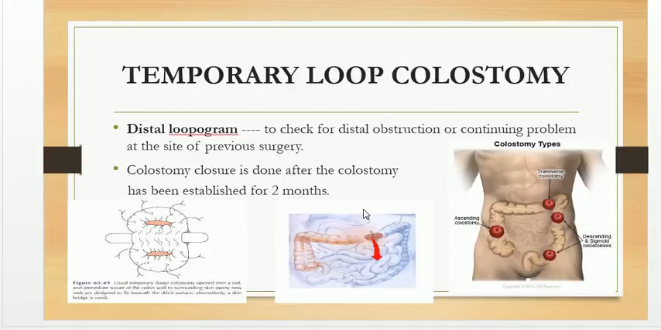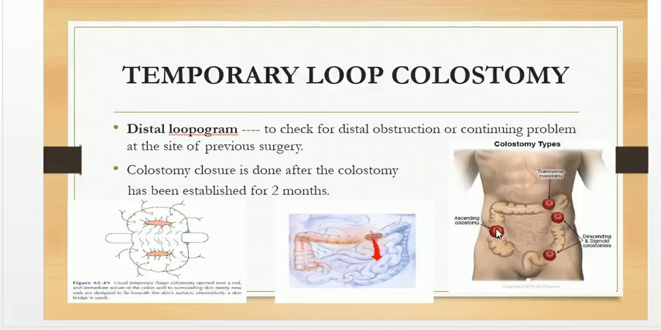Distal loopogram: for a temporary loop colostomy, the advantage is that we can operate on this patient and revert the colostomy to make it continuous. But before that, we have to do a distal loopogram. This is a contrast study. The distal part of the bowel is visualized to check for distal obstruction or any problem at the site of previous surgeries. So this is very important. A contrast study should be done for the distal part before closing any temporary colostomy. Usually the timing of colostomy closure is about 2 months afterwards, so that the tissues become mature.